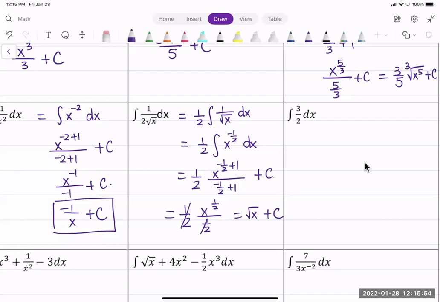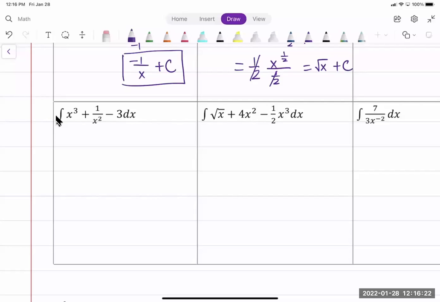For the next one, look, integral of 3 over 2. There is no variable at all, so this is going to be a constant. When you have a constant, simply write out the constant and then put in x and then c. That's all.